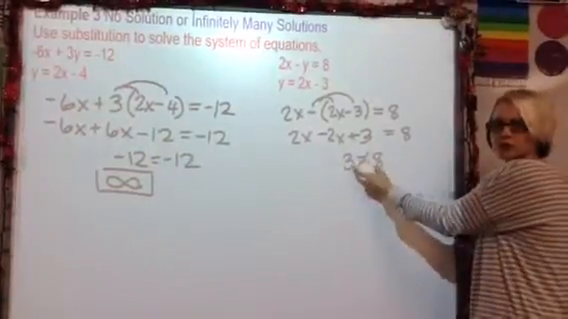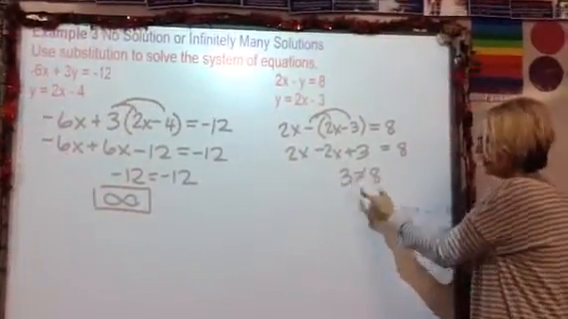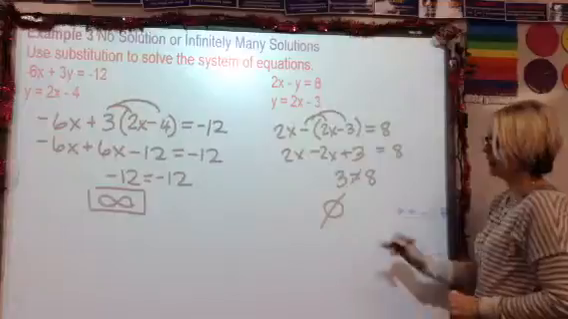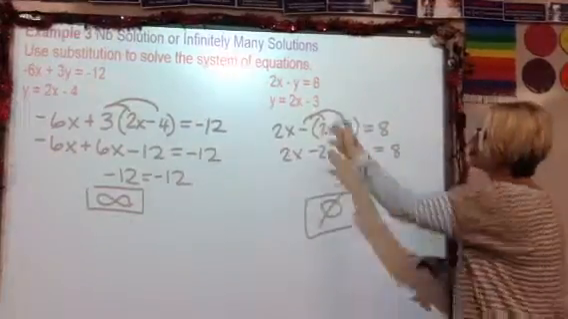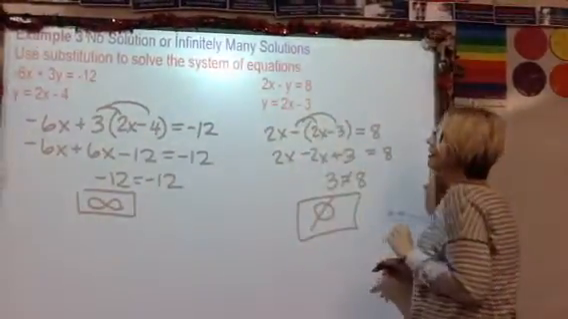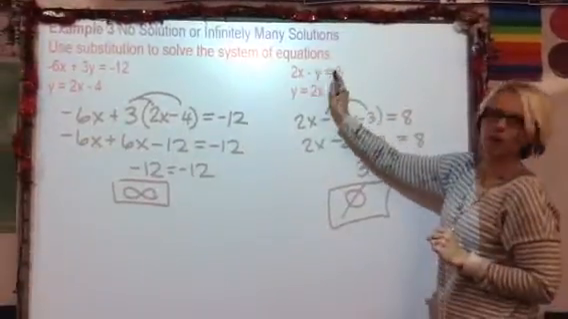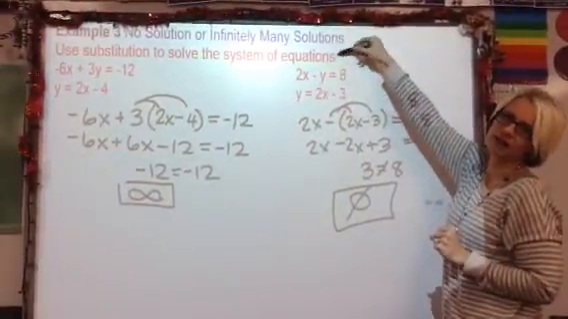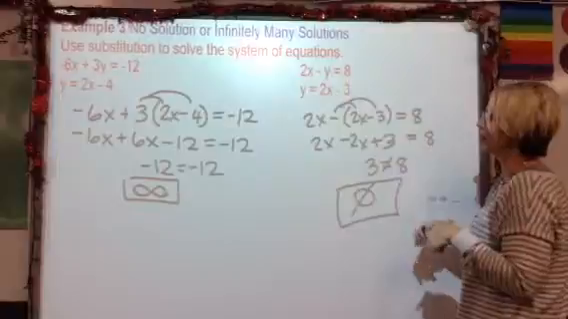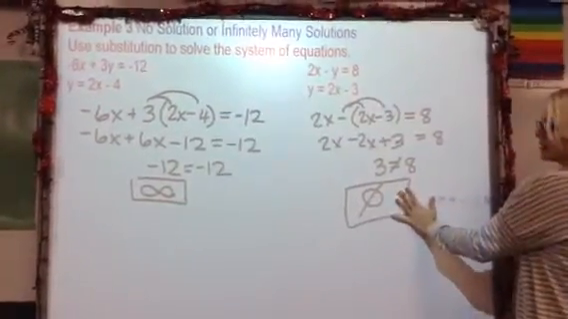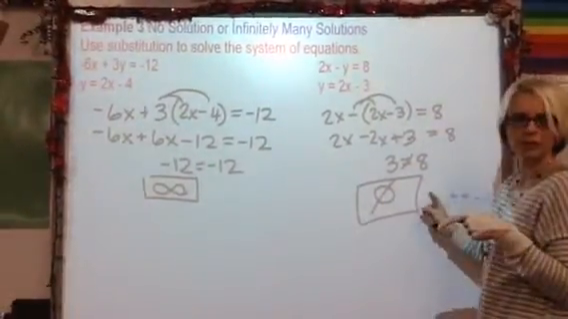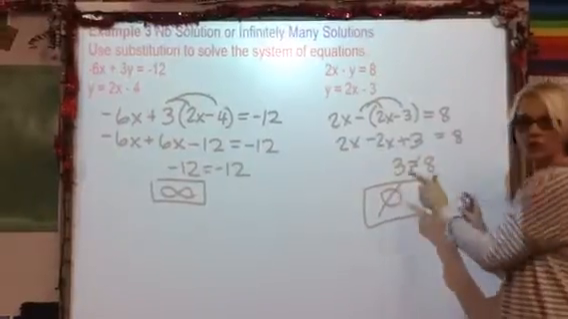Well, that's not a true statement. 3 is never equal to 8. So this is an example of an empty set, which means these two are parallel lines. And if you solve this for y, you could see that they have the same slope. And so you would know then that they're parallel. But this is an example of a no solution. So try the example of the infinite and no solution in your notes.